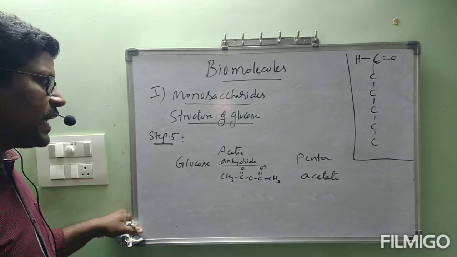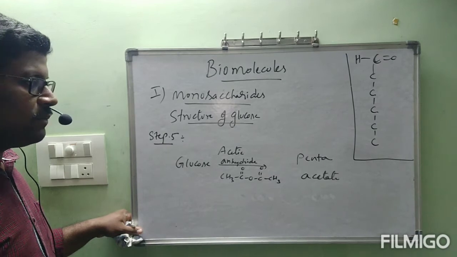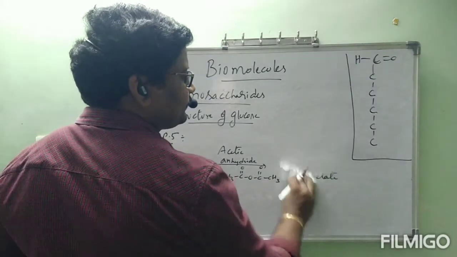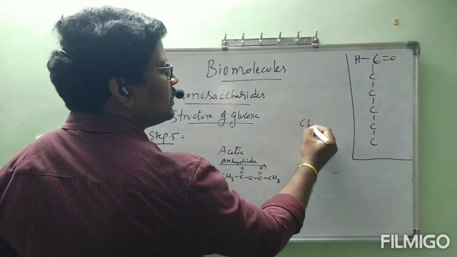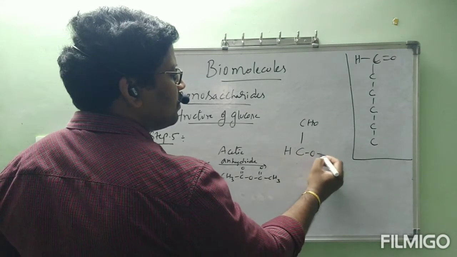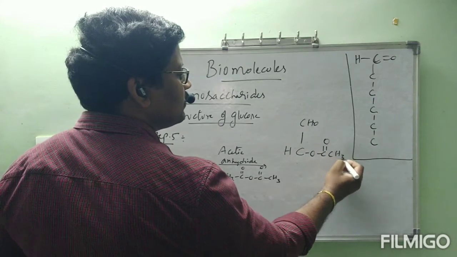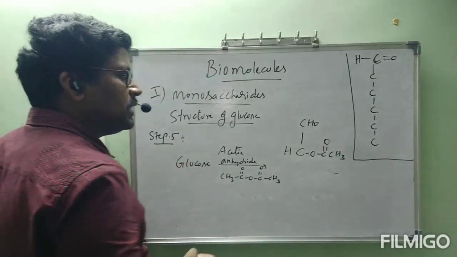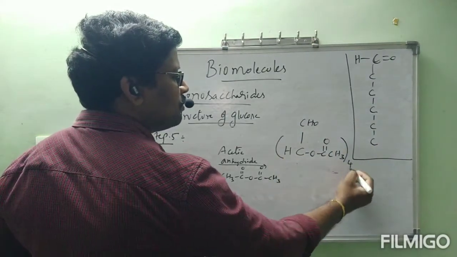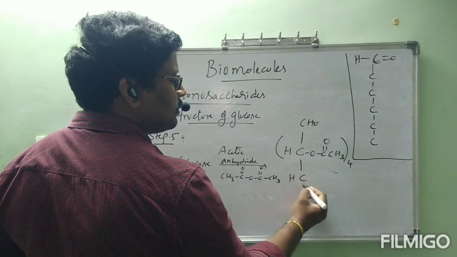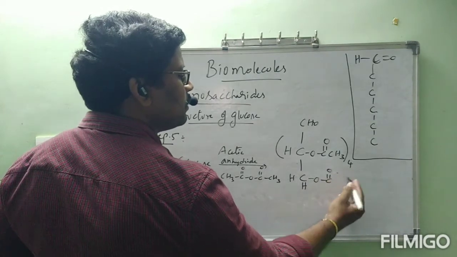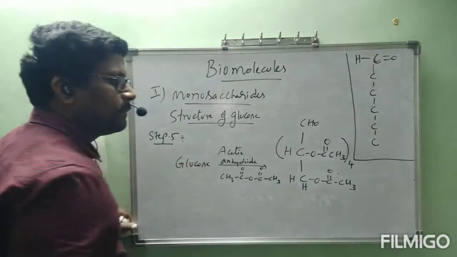Once again, this is step 5. Glucose reacts with acetic anhydride. We got pentaacetate. Now, pentaacetate structure: CHO, CH OC double bond O CH3, CH OC double bond O CH3, 4 times, CH2 OC double bond O CH3.